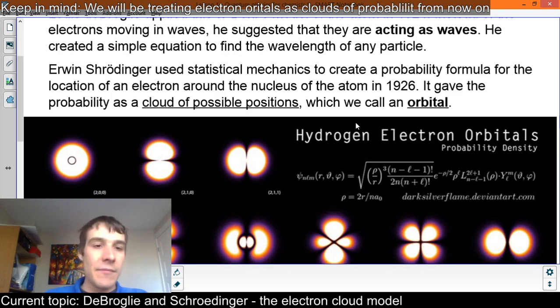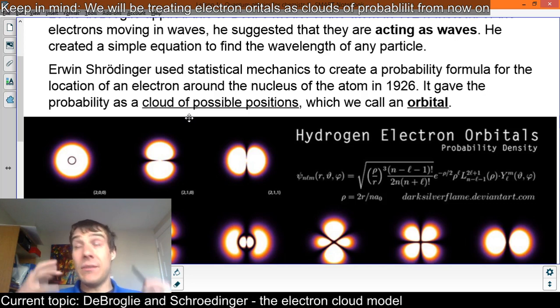And then Schroedinger, of Schrodinger's cat fame, used more statistical mechanics because the mathematicians had been developing statistical mechanics. And he created this formula. This is called the Schroedinger equation. It is one of the most important equations in history because it gives the 3D shape of what is called a waveform. And a waveform is a cloud of possible positions, essentially, for a particle. So using the Schroedinger equation, we get this cloud of where the electron can possibly be around the nucleus. We call this an orbital.